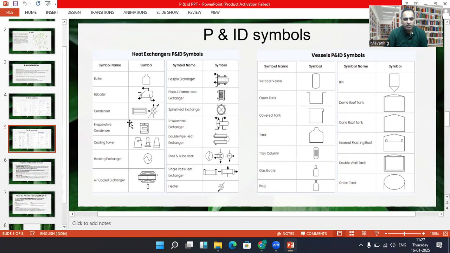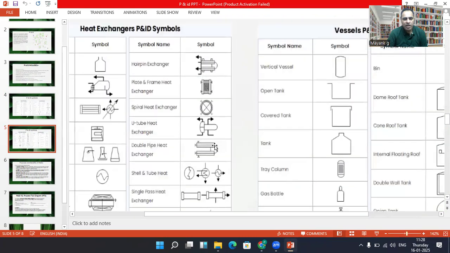Then we have condenser, evaporators. Then we have cooling towers, heat exchangers. Then this is air-cooled heat exchanger. So different kinds of heat exchangers are there. Depending upon the application, you can use either of these symbols. So this is the plate type heat exchanger, spiral heat exchanger. Then we have double pipe heat exchanger, shell and tube heat exchanger, and single pass heat exchanger.